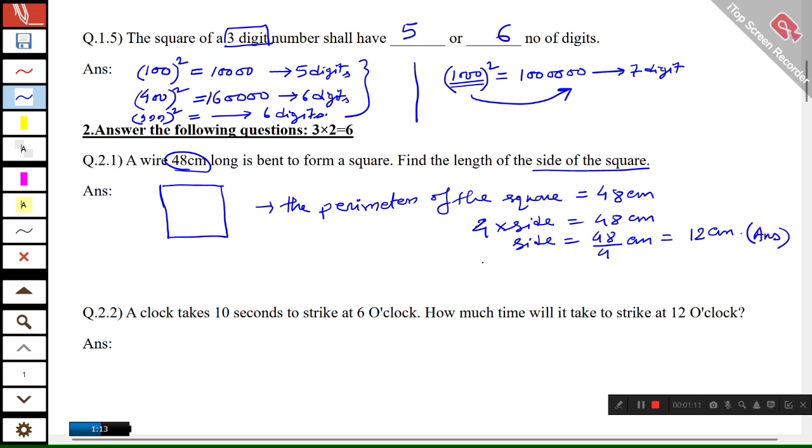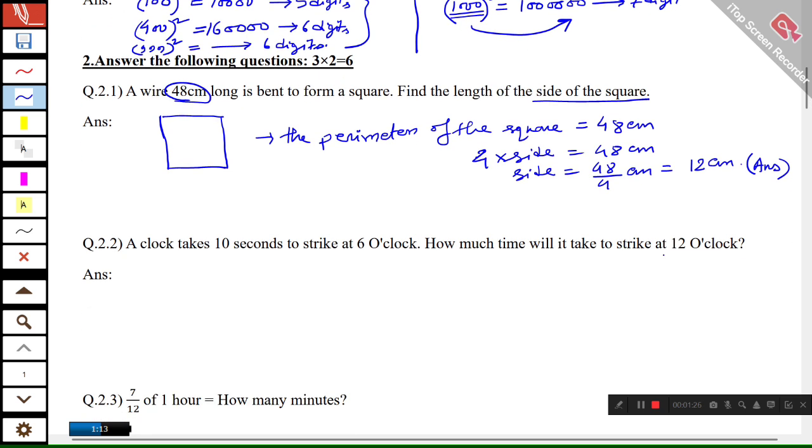The question may ask to find the area, or something else formed by the wire. That type of question may arise in the exam. So if I find the length of the side of the square, then you can find the other things from this square. এখানে question ছিল শুধু length of the side. So this is the answer.